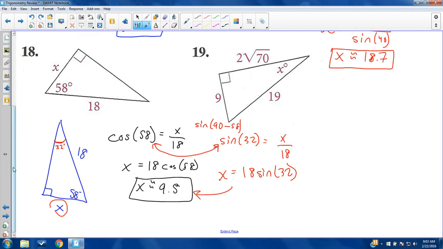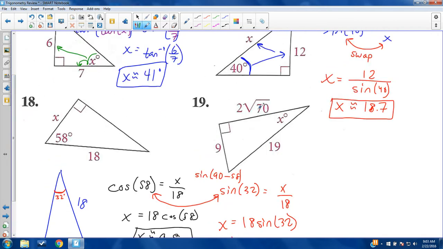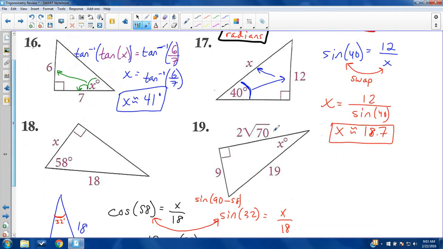Finally, number 19, you have multiple different ways you can go about this. I would go for the easiest one possible, meaning the one that avoids 2 root 70. I'm not saying 2 root 70 is bad for this problem. I'm just saying that if you want to get less confusing, by all means go ahead and do that. So if this is x right here, and you want to find that angle, let's go ahead and use these sides, opposite over hypotenuse. So let's do sine.